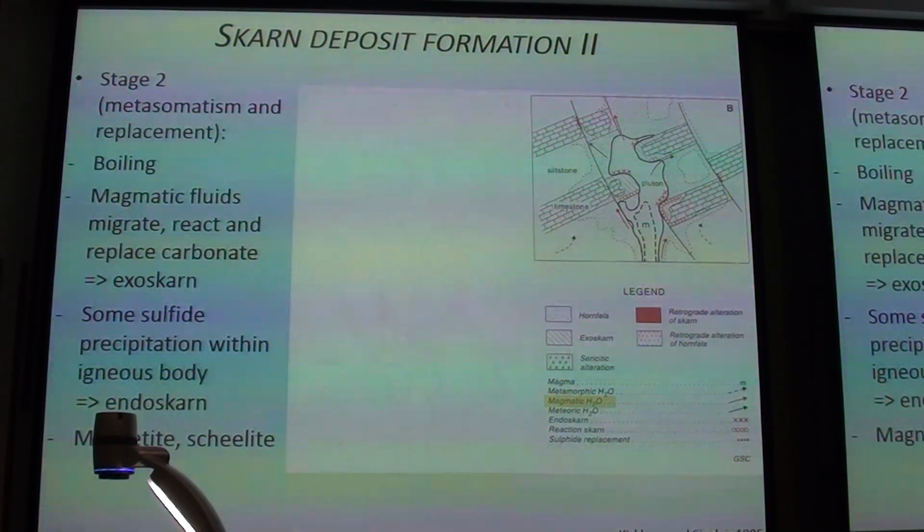In a second stage, we have metasomatism and replacement of the country rock. We've got boiling, so separation of fluids and magma, and fluids that migrate and react and replace the carbonates to form these so-called exoskarn, which forms outside of the intrusion, or some sulfide precipitation might form endoskarns within the intrusion. And that's when we form magnetites and shear lines.